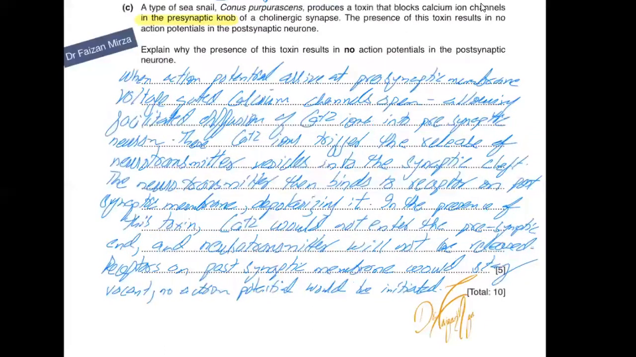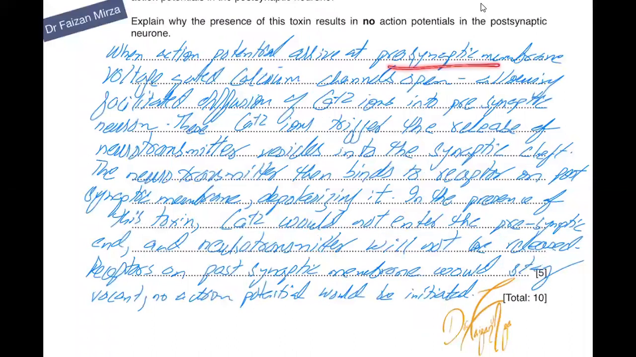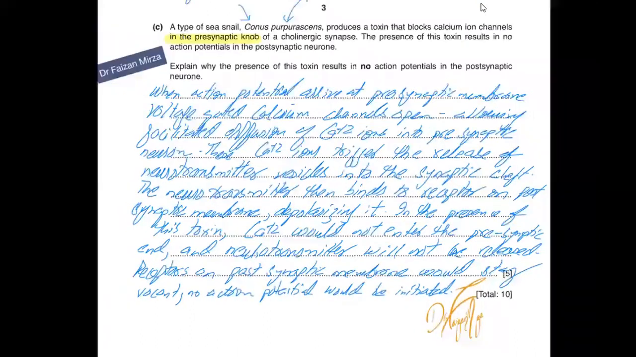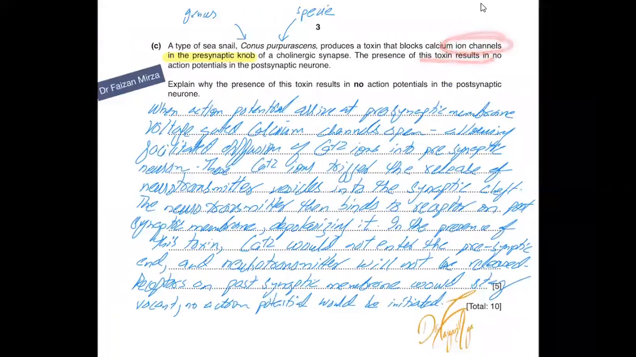So what's happening here? Basically, when the action potential arrives at the presynaptic membrane, the voltage-gated calcium channels open, allowing facilitated diffusion of calcium ions into the presynaptic neuron. These calcium ions then trigger the release of neurotransmitter vesicles into the synaptic cleft. Now, since this toxin is there, this toxin will prevent the calcium ion channels from opening.